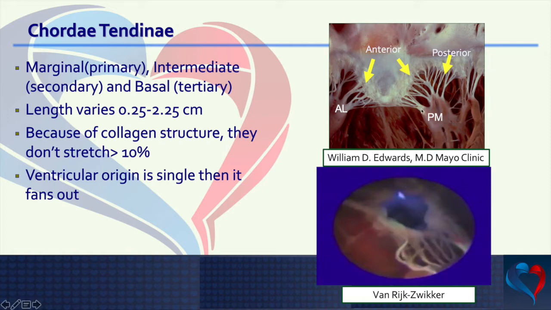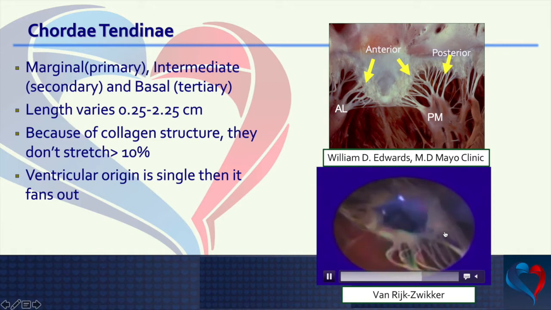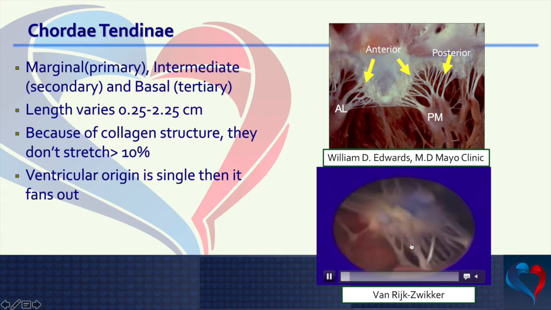As you can see here, the chordae start with one single origin, and then after that it fans out as it goes distal towards the leaflet. Here there is a nice image while the mitral valve is relaxing and contracting. You can see the chordae are stretched during systole to close the mitral valve.